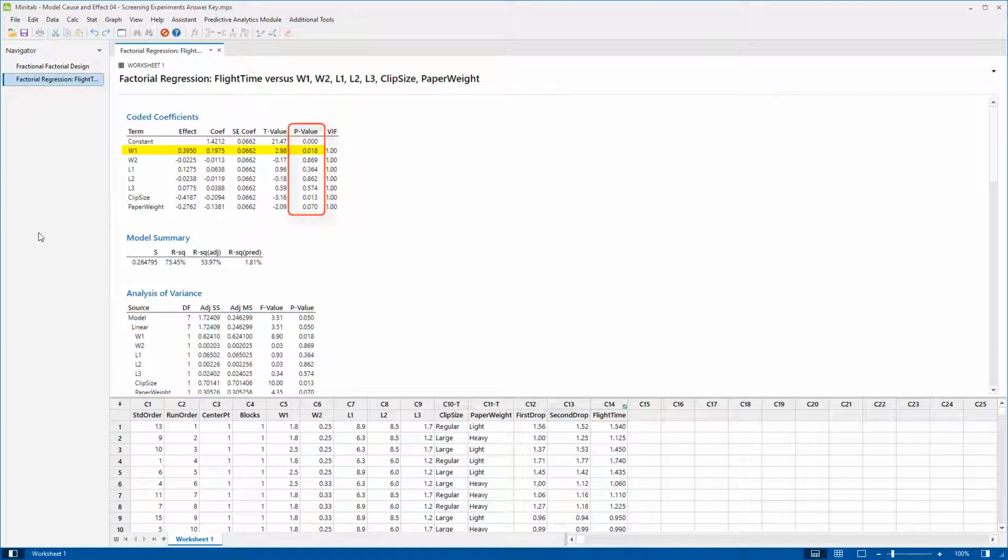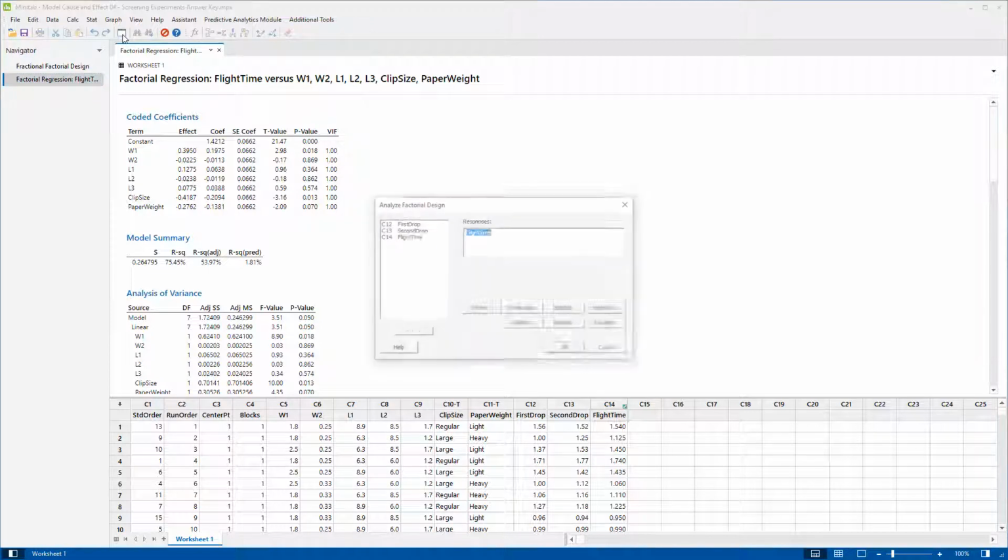W1 should be included in the model. Clip size should be included in the model. And paperweight, we could include it or not include it. It's close to 0.05 is what I'm saying. So what I'm going to do is I'm going to do an analysis that includes the W1 factor, the clip size, and the paperweight. And I'm going to eliminate all these that have large p-values because when I do that, I'm going to gain degrees of freedom, and that's going to allow me to see whether or not this 0.07 falls in. So I'll have a smaller mean square error term, and the paperweight might actually be significant.